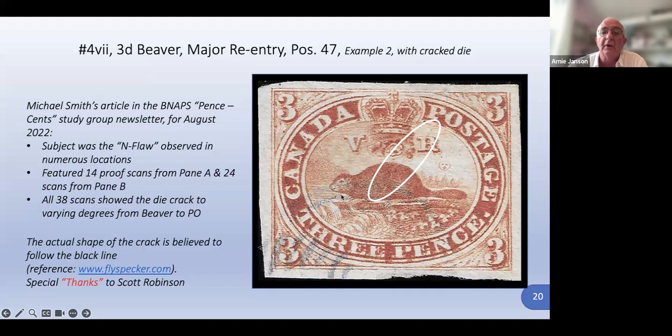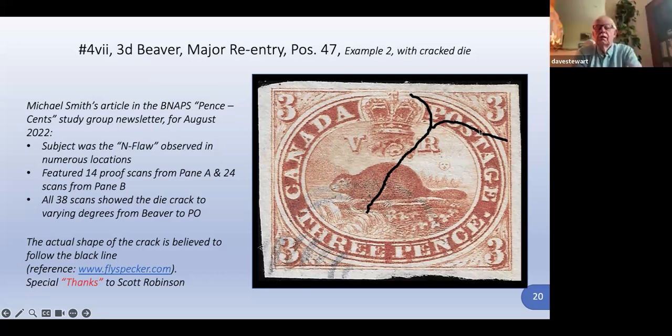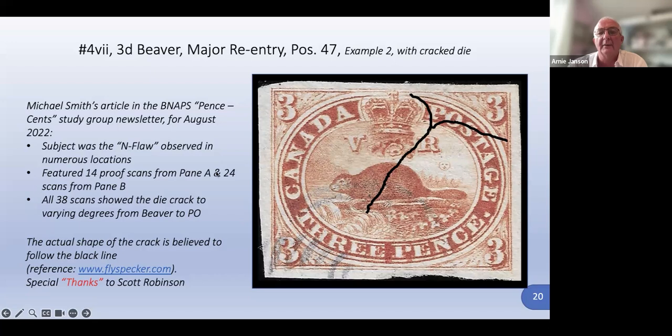All of them showed that beaver crack coming up here. And it's not described and not talked about very much. I haven't been seeing any references to anyone talking about it, except Flyspecker did note that this is what the full crack is expected to look like. I haven't seen details in this area very much, ever. Little hint, perhaps, we'll see on another slide here of the crack coming across.